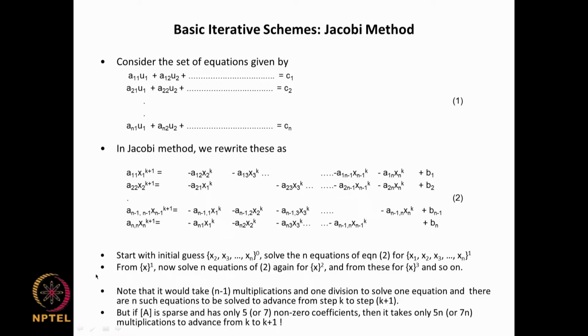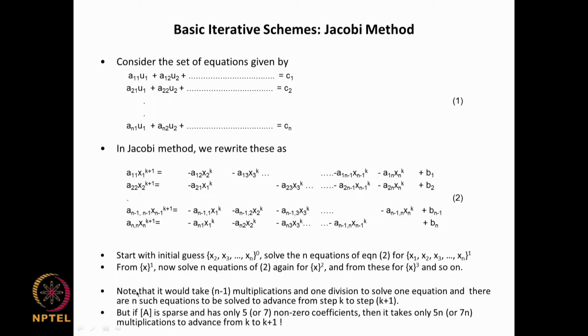So in each case you are not exactly solving this equation; you are using the first equation to get a new estimate for x1, knowing the values of all the other variables from the previous iteration. And similarly, the second equation is used to get the updated value of x2, making use of all the previous values, and then we can go on.